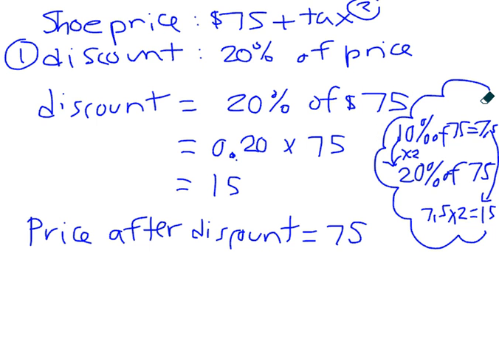Because $15 is just your discount. So your price was $75. We need to minus our discount. So our price after the discount is $60. Now, on that $60, we need to calculate the tax. So step number 2, let's calculate the tax.